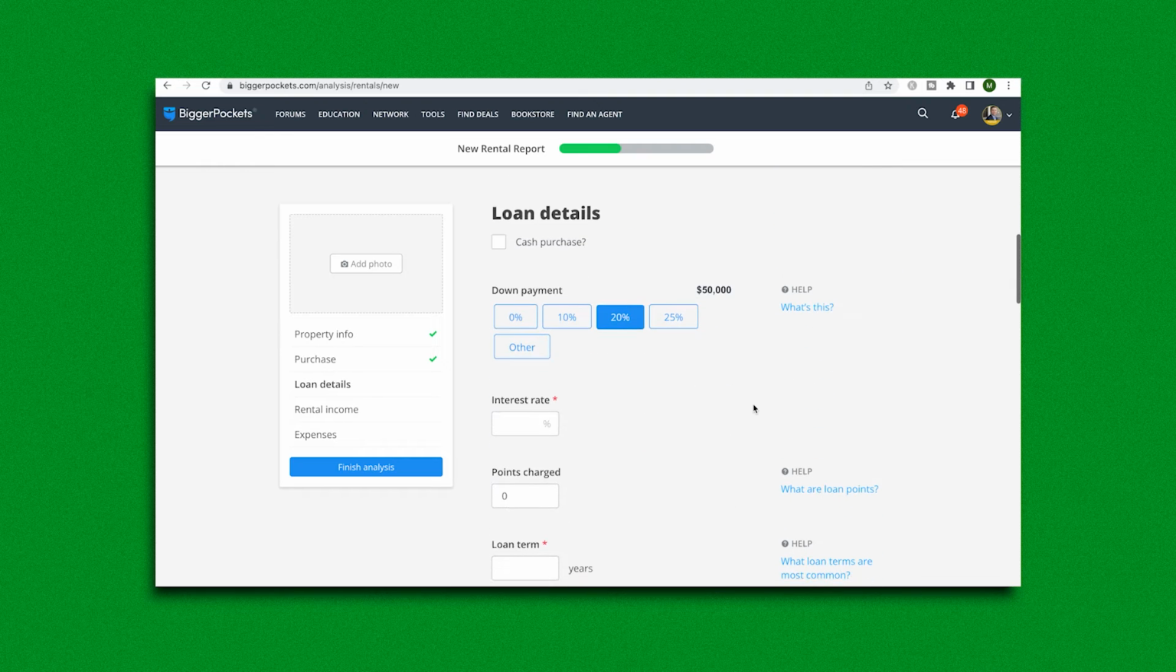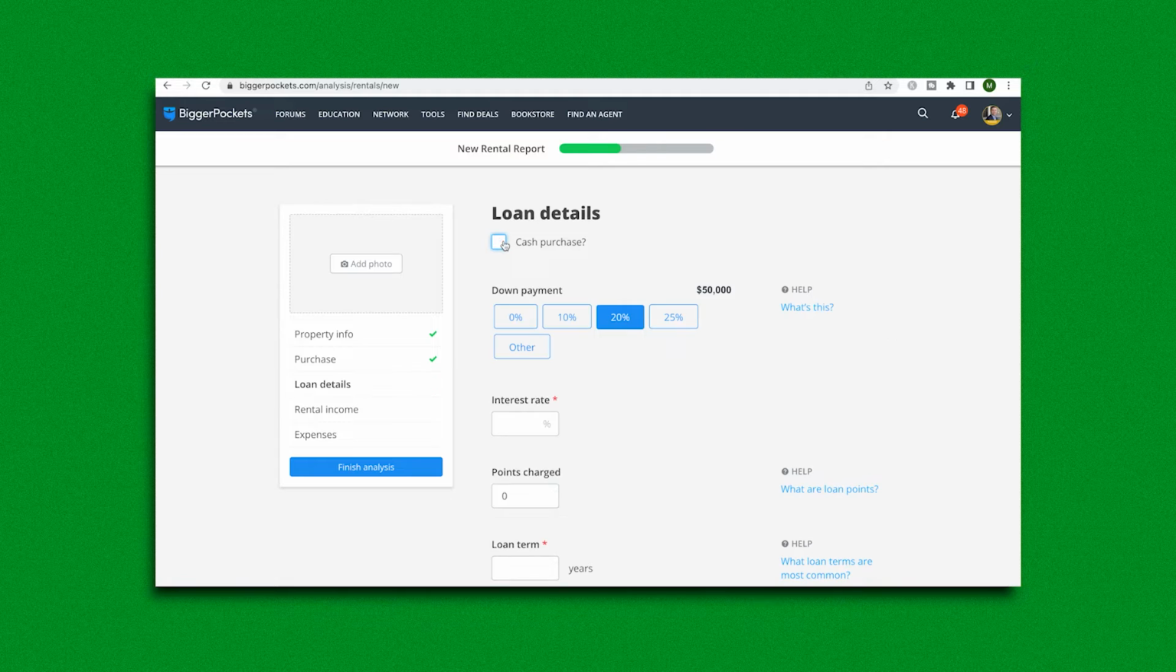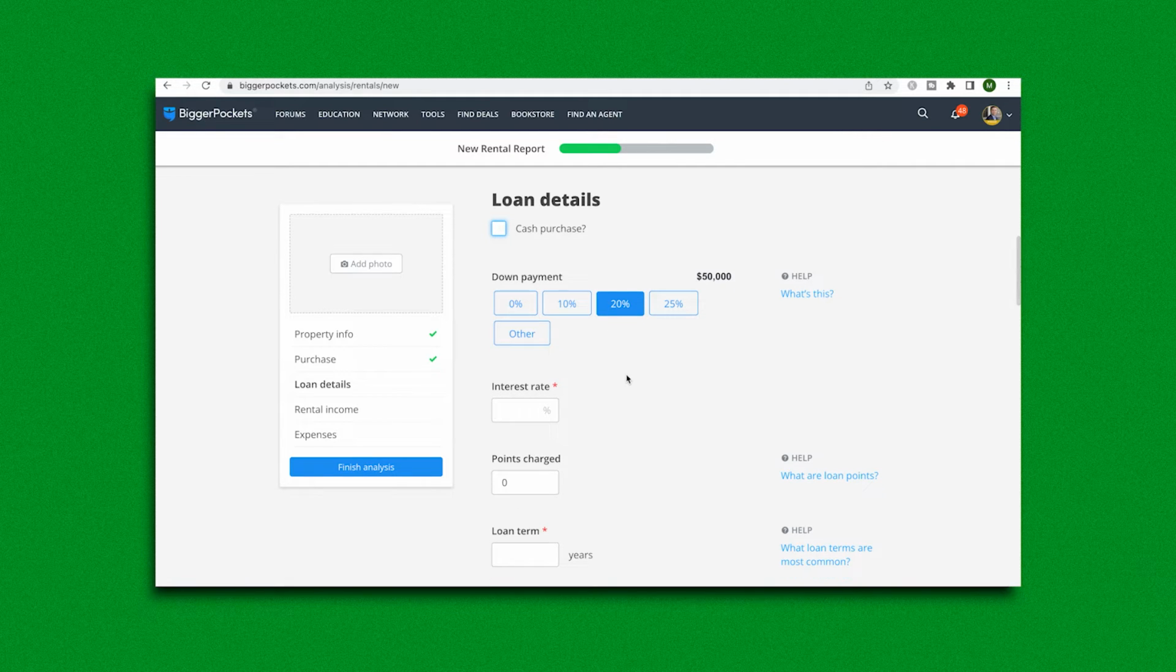So next we're going to look at the loan details. And again, if they're purchasing in cash, that's great. You're going to do cash purchase. Or if they're financing a loan, you're going to put it in here.